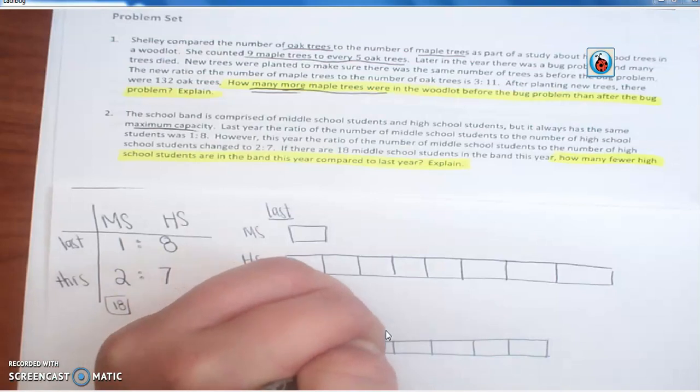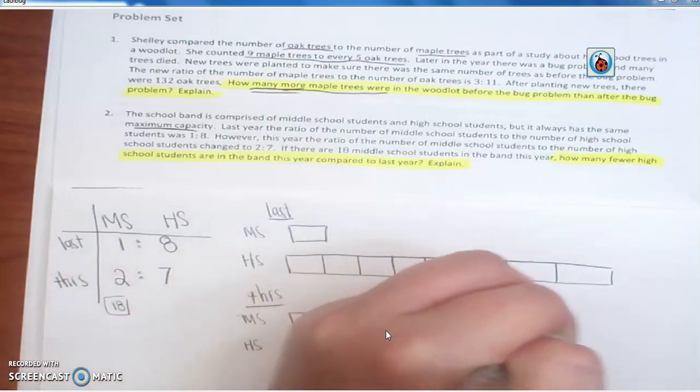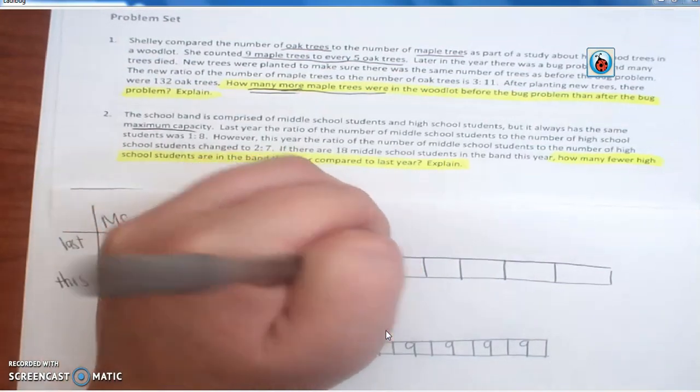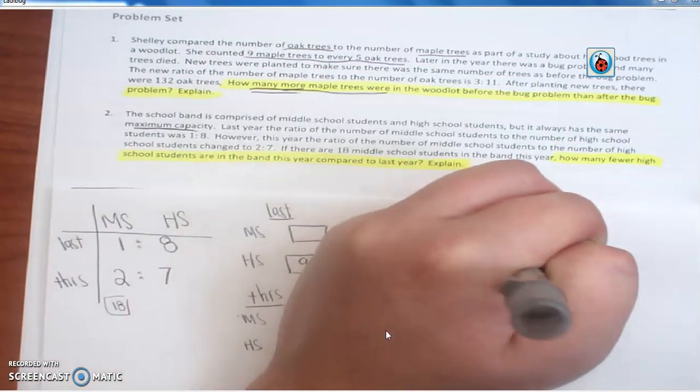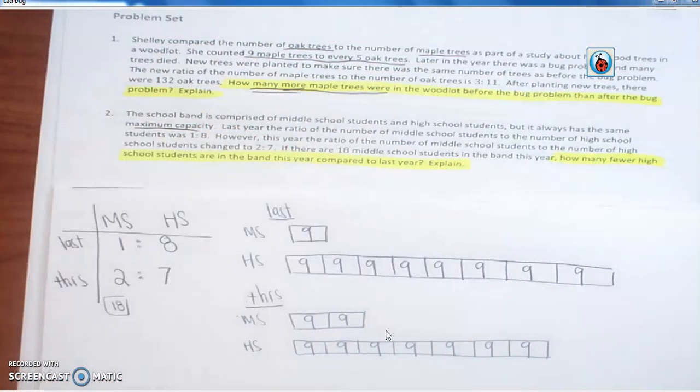So I feel good putting 9s in the rest of my boxes, because my total number of students did not change, only my ratio. Okay, it's the same number of kids, it's just kind of like they're moving around. They move to a different box. So all of these are 9. Okay, now I did the hard part, right? This is the part where we're like, whew, that's the hard part.